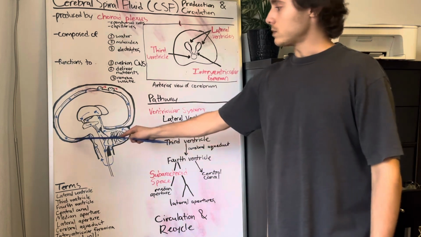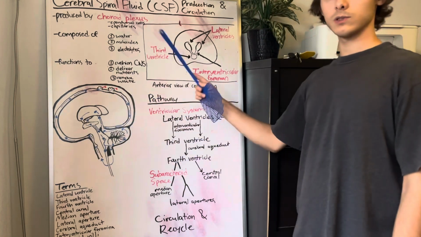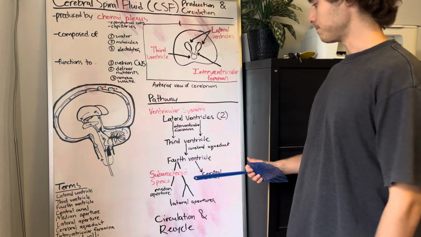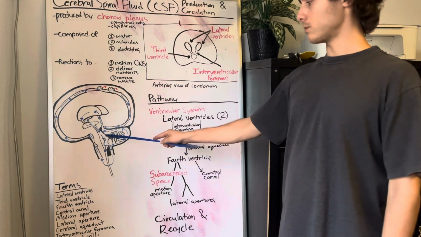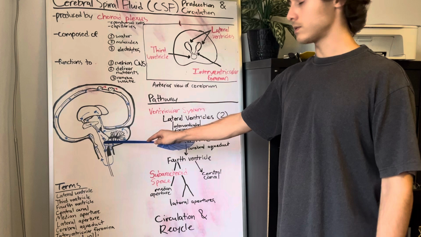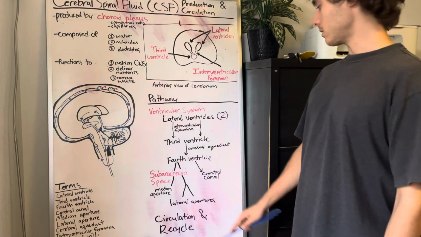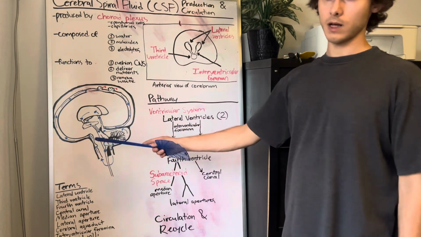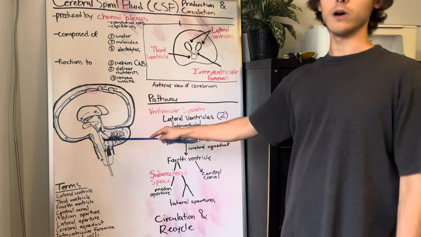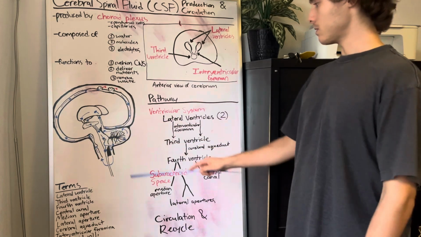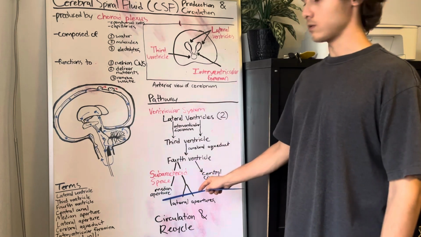So the subarachnoid space goes all around here. It's part of the circulatory system. And so it can enter this space a couple different ways. Right here, this little structure is the lateral apertures. It's not obvious, but there's two of those. And then right here, this little opening is the median aperture. There's only one of these.